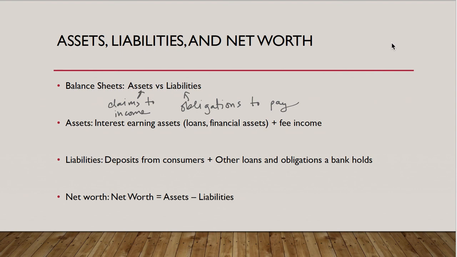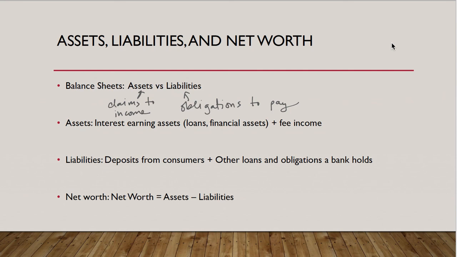Assets, liabilities, and net worth. Balance sheets, which are the common tool used to map banks' holdings, have two sides. The first side, assets, relates to claims to future income, while liabilities relate to future obligations to pay.